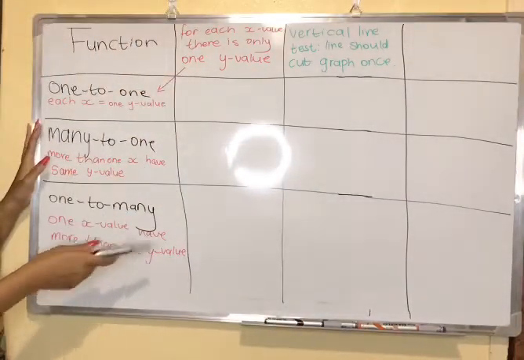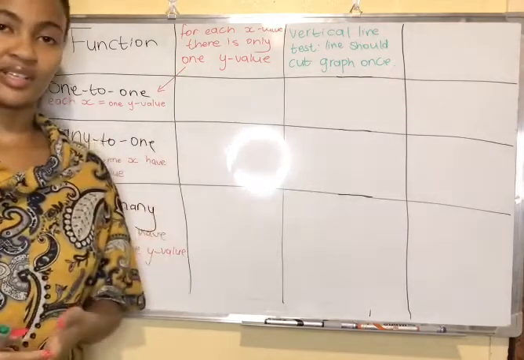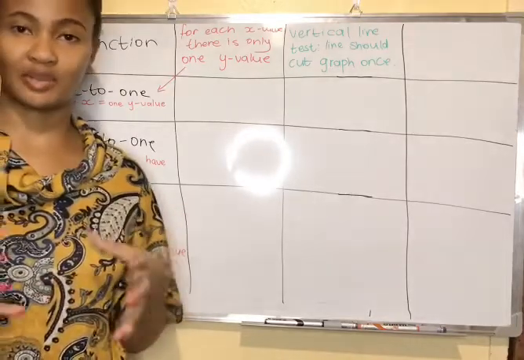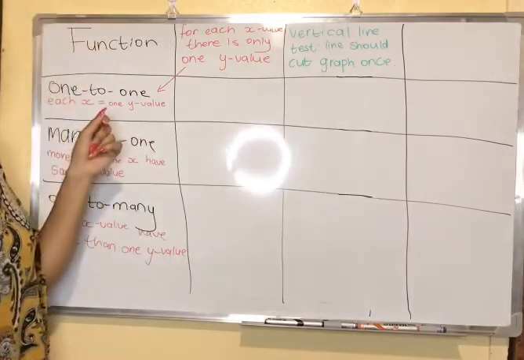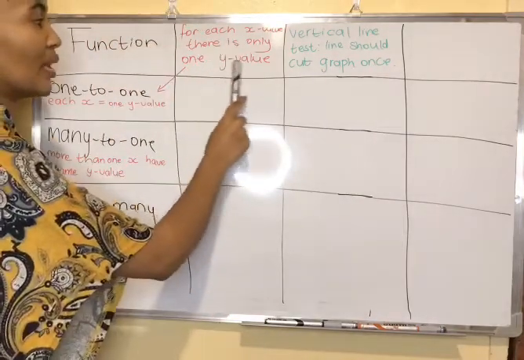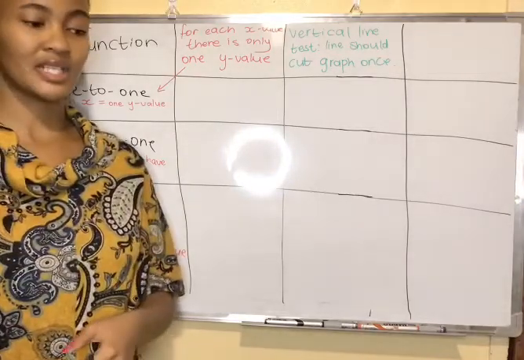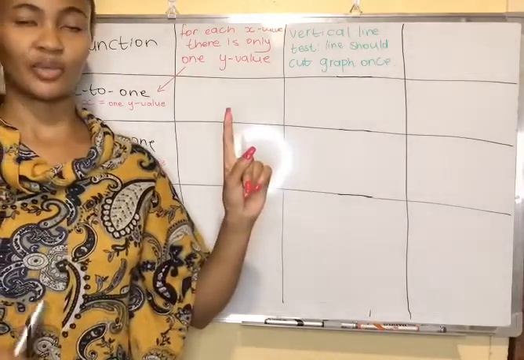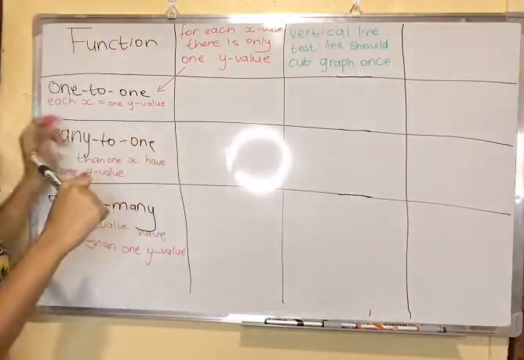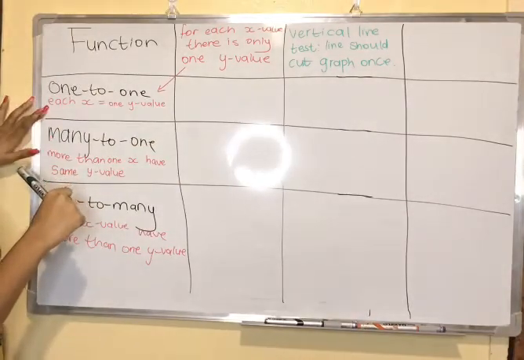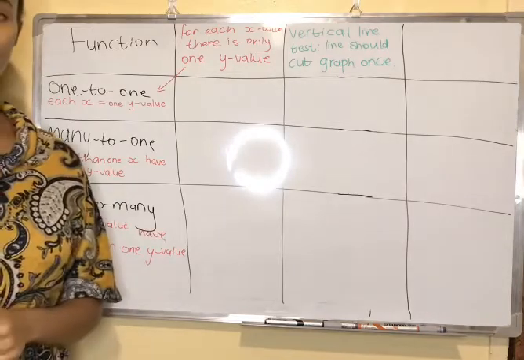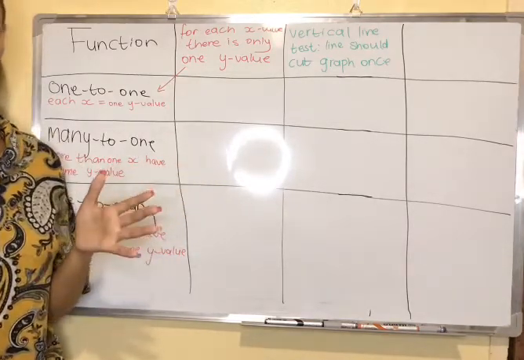A function is, it's not really a definition, but I'm just going to paraphrase it for you. It's defined whereby for each x value there is only one y value. What it means is that each x value will have only one y value. So here we have a one-to-one function, and I'm going to demonstrate that in a very simple way.